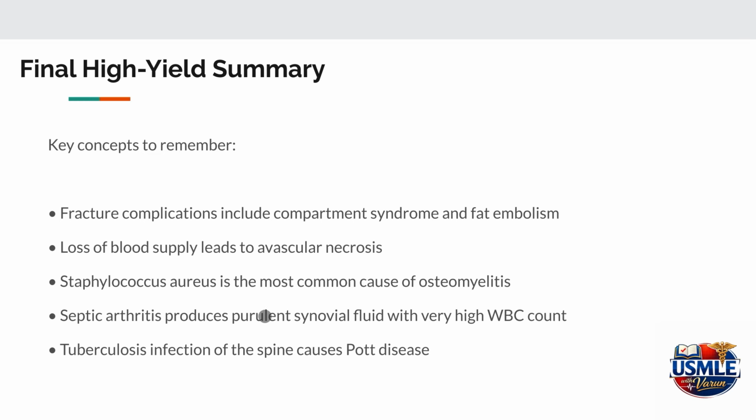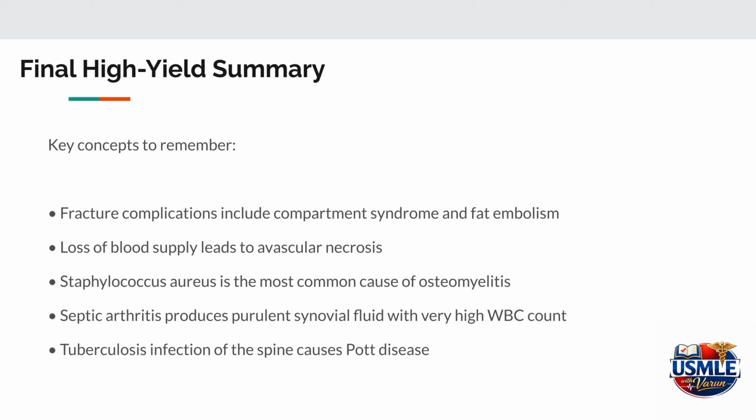So to summarize the key concepts from this video, musculoskeletal trauma can lead to serious complications such as compartment syndrome, fat embolism, and also vascular necrosis. Osteomyelitis is most commonly caused by Staphylococcus aureus, although specific pathogens are associated with other particular conditions. So, like we have discussed, sickle cell disease is mostly associated with Salmonella species. Prosthetic implants are mostly associated with Staphylococcus epidermidis.